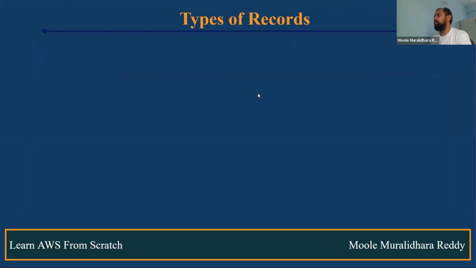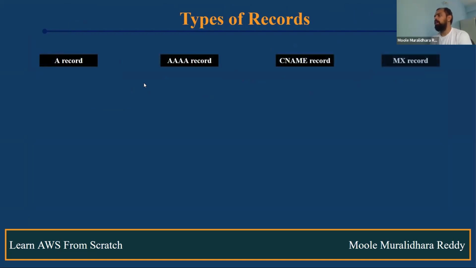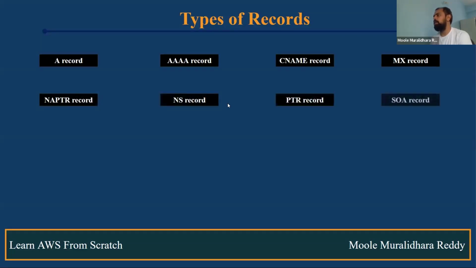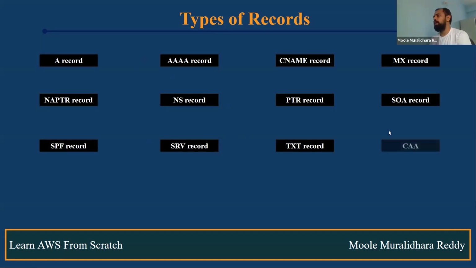There are different types of records available in a hosted zone. First one is the A record, AAAA record, and also CNAME record, MX record, NAPTR record, NS record. NS is nothing but the name server record. PTR record, SOA record, SPF record, and also SRV record, TXT record. There are multiple, almost 10 records available. We can discuss them one by one so that you will get some idea. And also we have the CAA record.